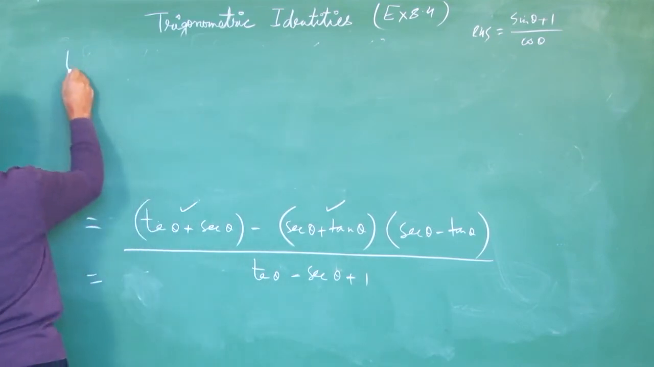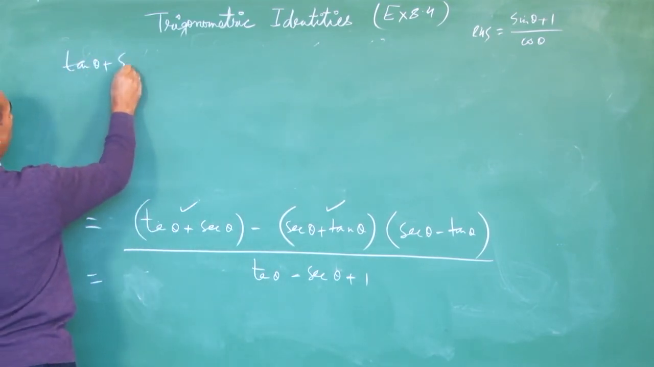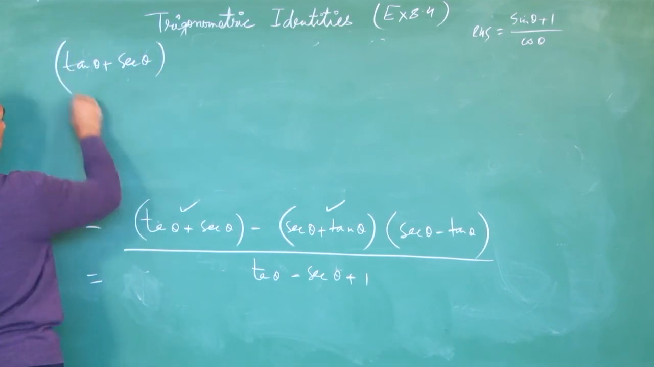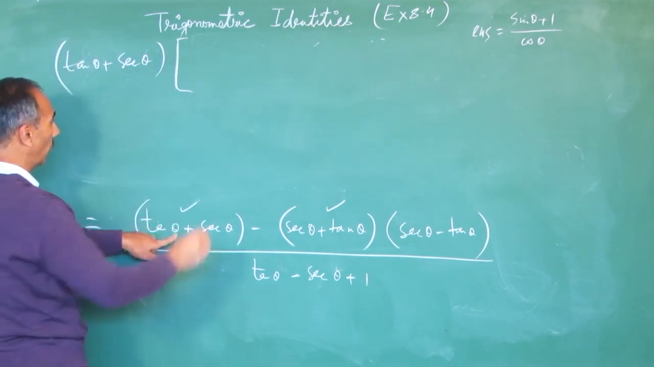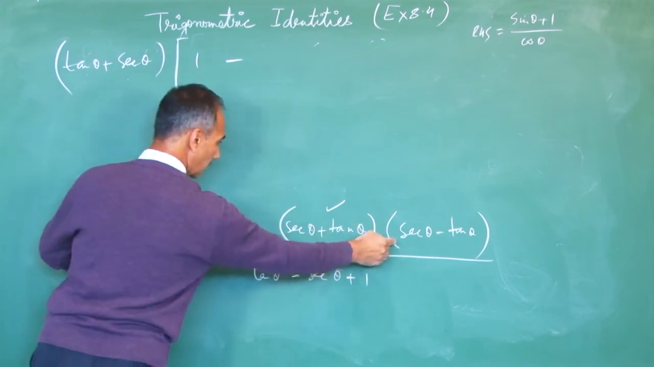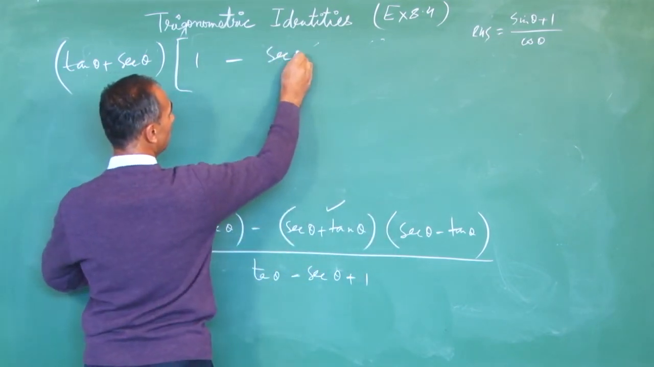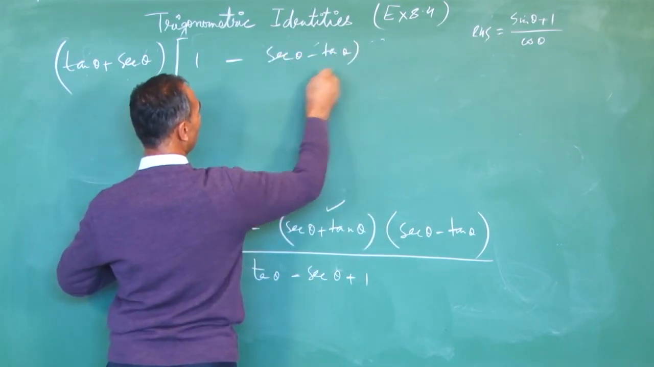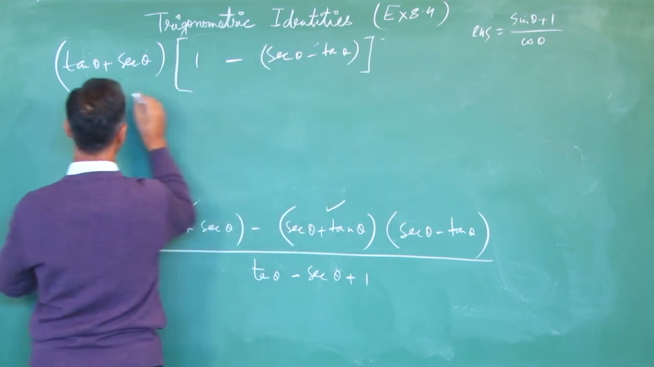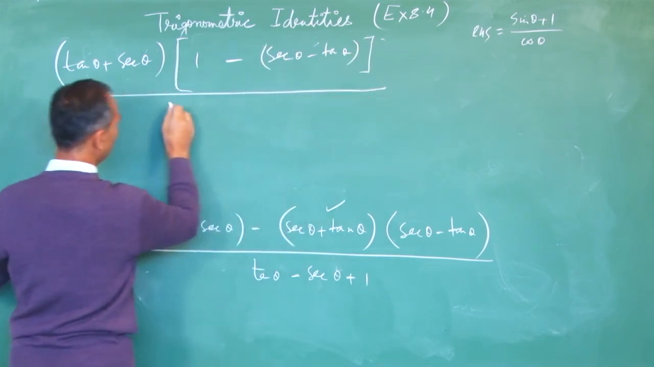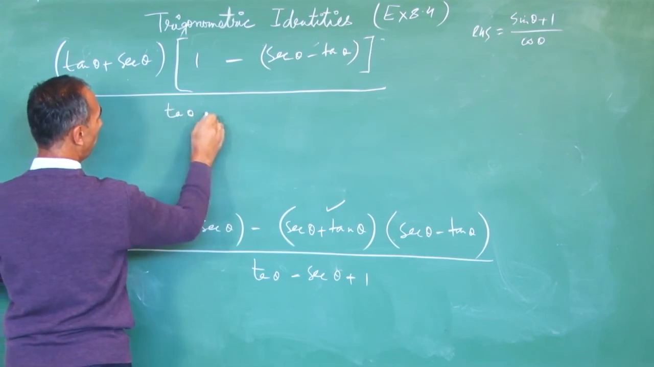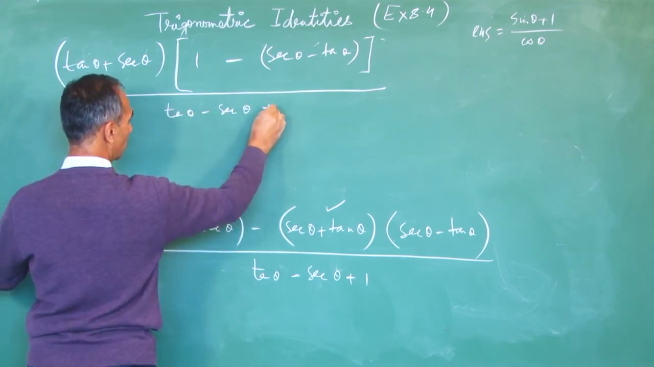Taking tan plus secant common in the numerator. Tan theta plus secant theta is common. So the bracket starts, and you are left with 1 minus this expression, that is, secant theta minus tan theta, but in the brackets. And the denominator as it is: tan theta minus secant theta plus 1.